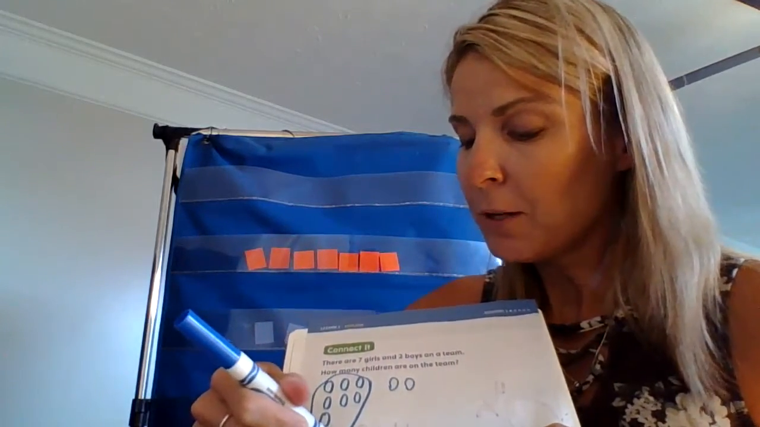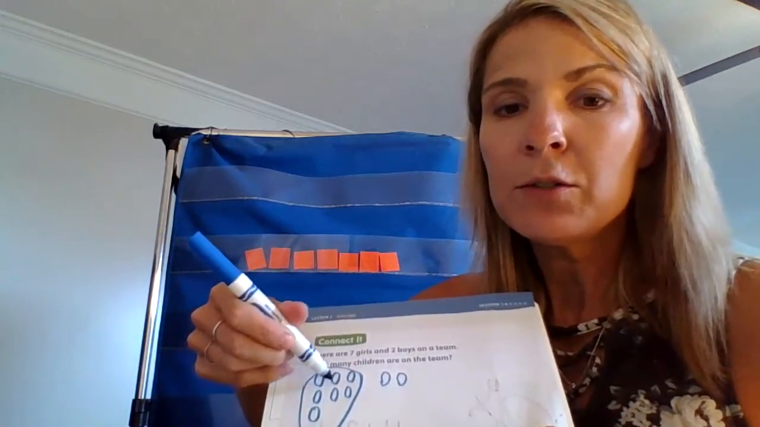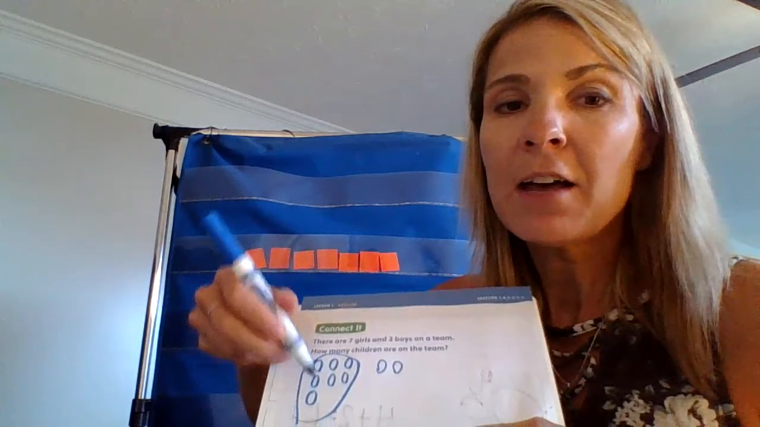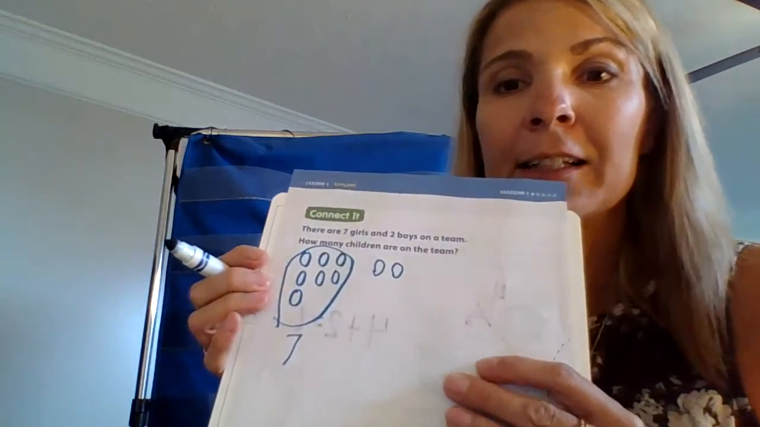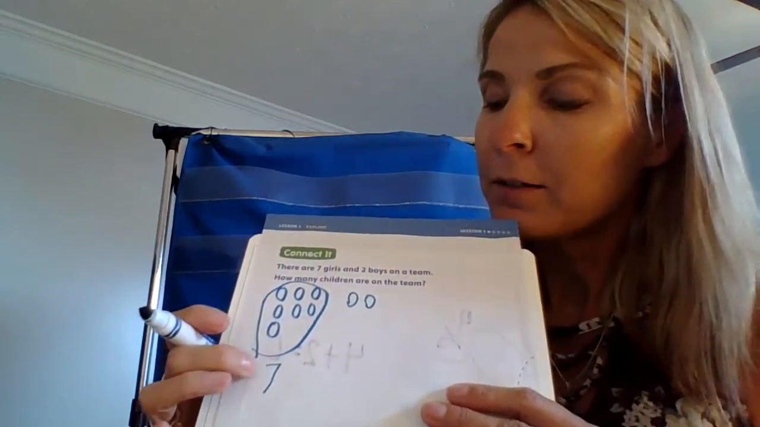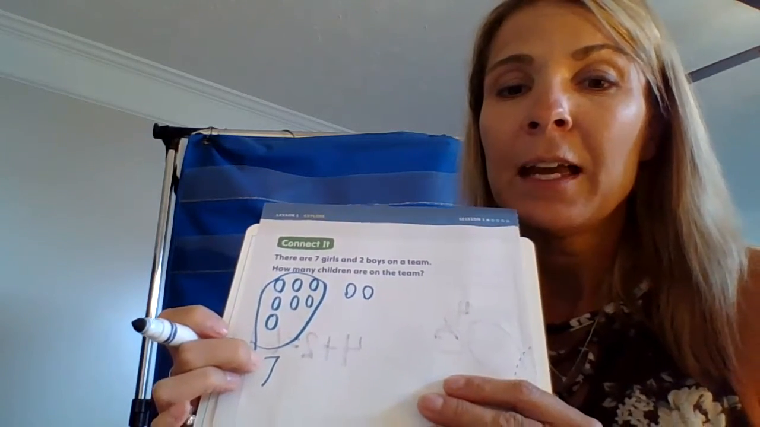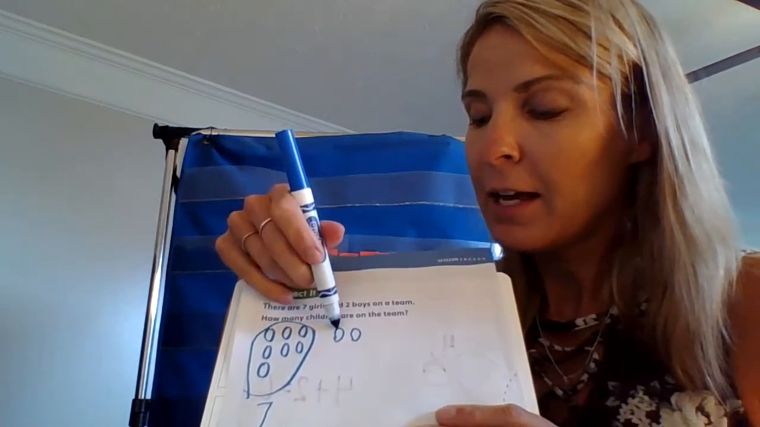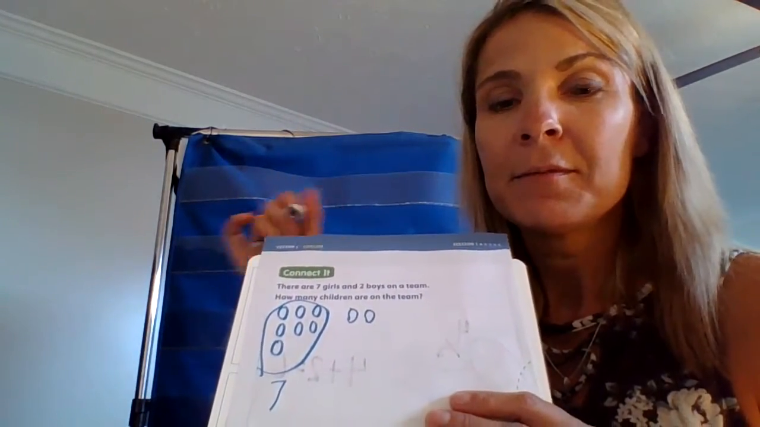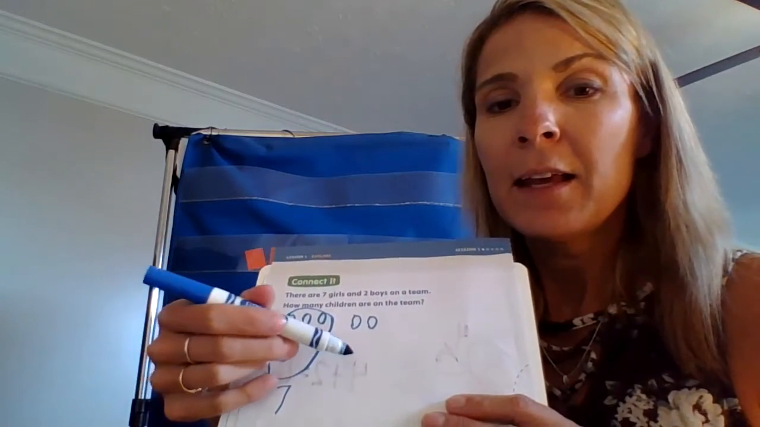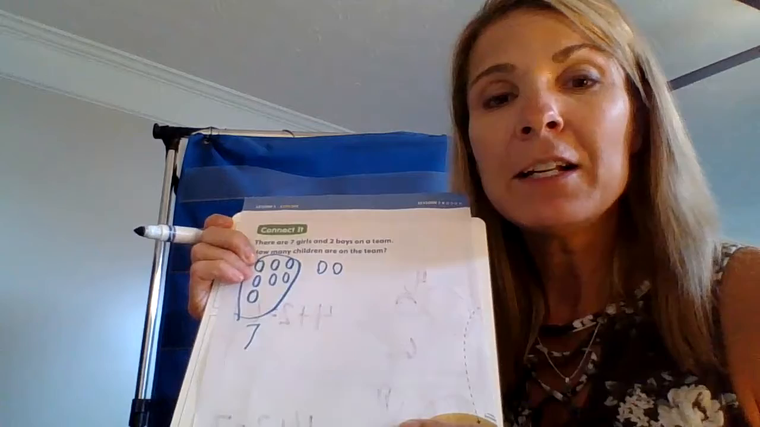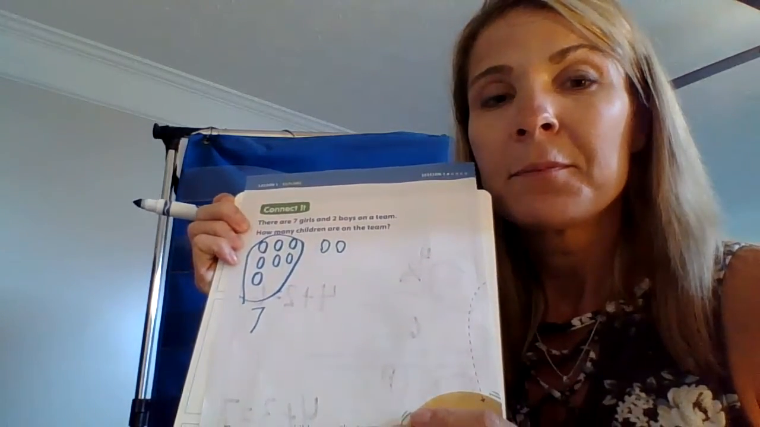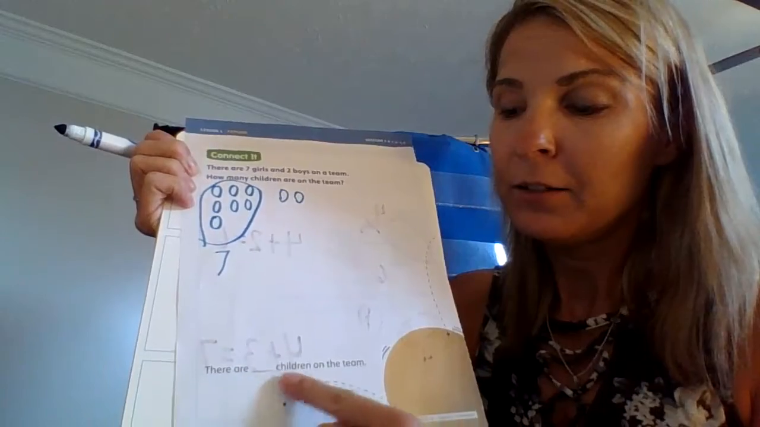Okay, do I really need to go back and go 1, 2, 3, 4, 5, 6, 7? I don't. I just know. Oops, I did glitch, sorry. I don't need to go back and count. I just know that's 7. And then what I'm going to do is 7 and then count on. What comes after 7? 8, 9. So you try it. 7, 8, 9. So how many children are on the team? There are 9 children on the team. So down here, you would write 9.